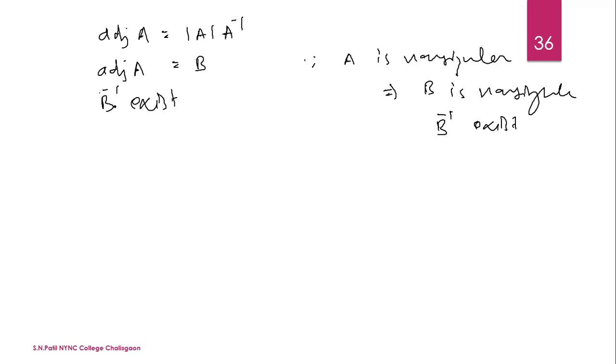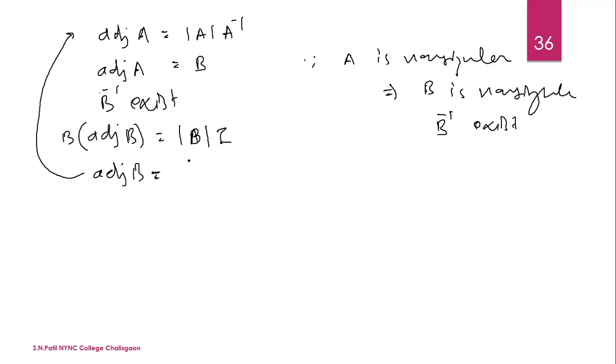Now we can write the adjoint from this relation. B into adjoint of B is equal to determinant of B into identity matrix. That is, adjoint of B is equal to determinant of B into B inverse.